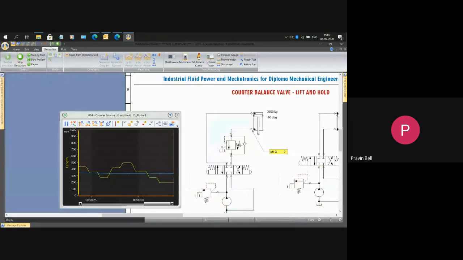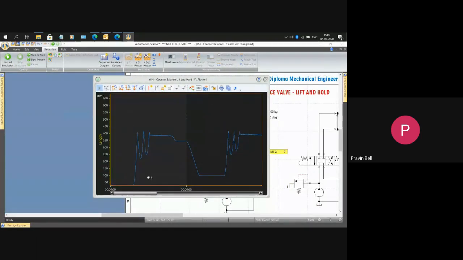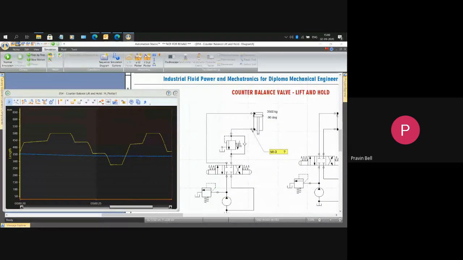So you can take plots of this also, showing how the circuit was unstable with the previous valve and then with the counterbalance valve. So this practical also you can perform easily.